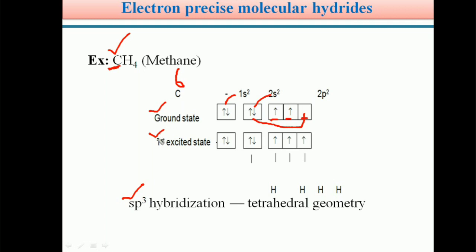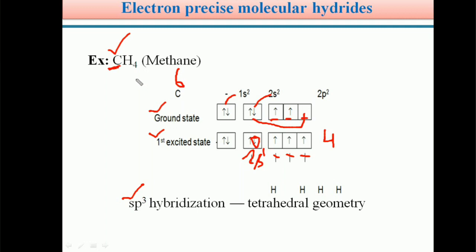Therefore, in first excited state, the electronic configuration of carbon is 1s2, 2s1, 2px1, 2py1, 2pz1. Sorry students, I made a mistake there. So in the first excited state, there are 4 unpaired electrons present in the carbon. These 4 unpaired electrons form four covalent bonds by overlapping with the unpaired electrons of 4 hydrogen atoms. As a result, we are getting a stable methane molecule.